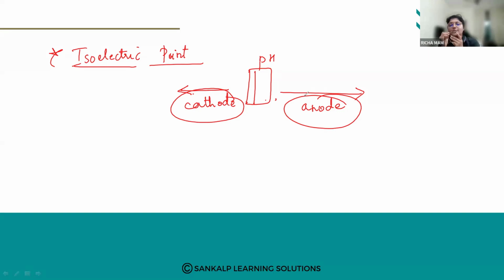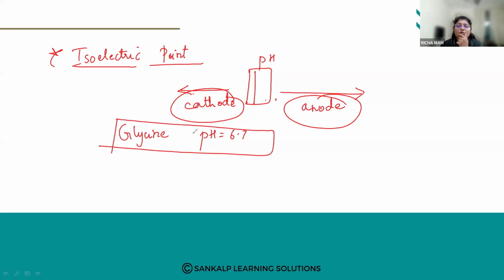So what is the isoelectric point? It is the pH of an amino acid solution where the amino acid does not move either towards the cathode or towards the anode. If I give an example, let me give the example of glycine. Glycine has an isoelectric point of pH 6.7. At this pH, glycine will neither move to the cathode nor to the anode. So it will be at one particular pH, its isoelectric point.